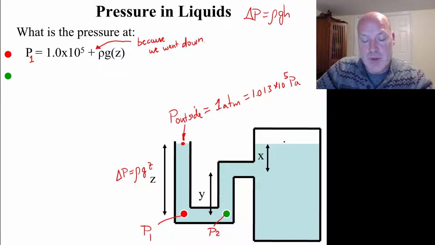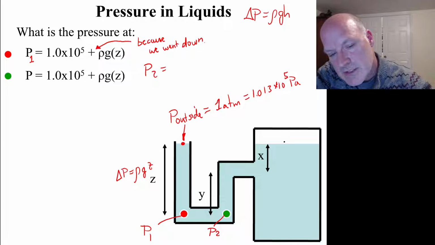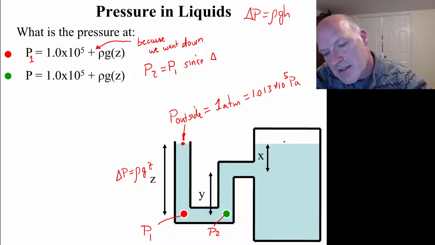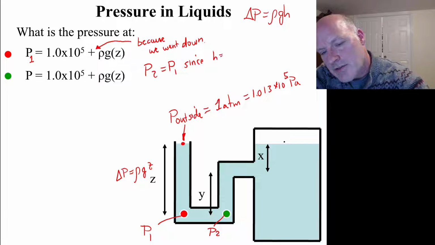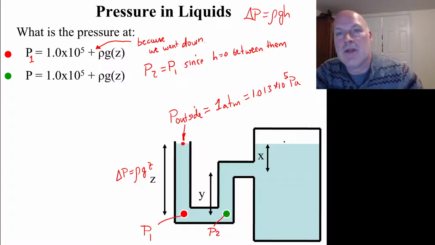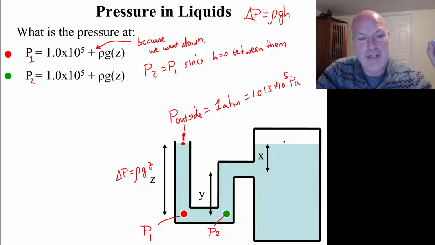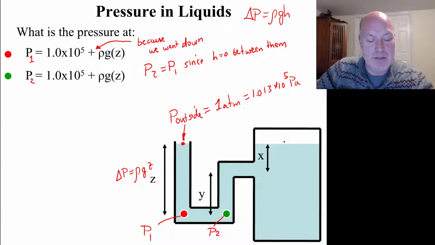Well, let's think again. We know two pressures in this picture now. We know the pressure right there at that interface. We also know the pressure here down below, just a depth of Z. And what's the difference between the pressure P1 and P2? P2 is equal to P1 since H is equal to 0 between them. Does that make sense? There's no height difference between them. So because they have no height difference, they're at the same pressure. Okay, makes sense. So P2 is the absolute pressure, atmospheric pressure plus rho g z.